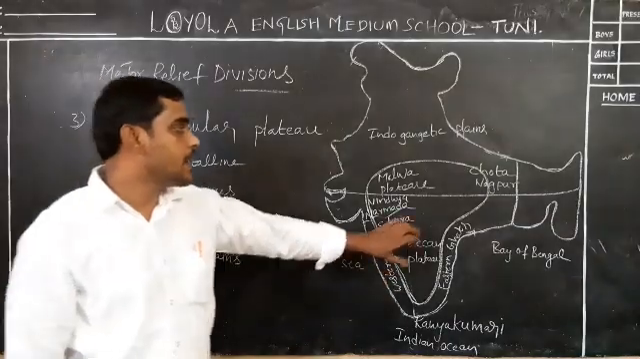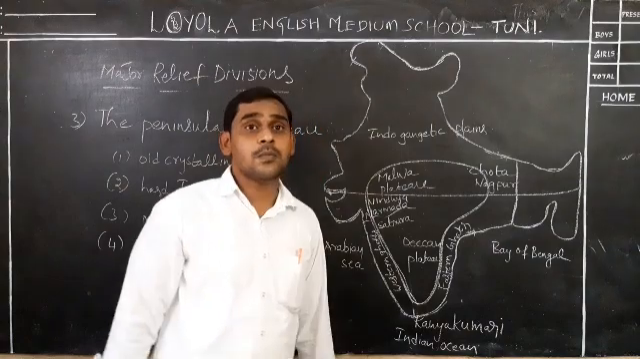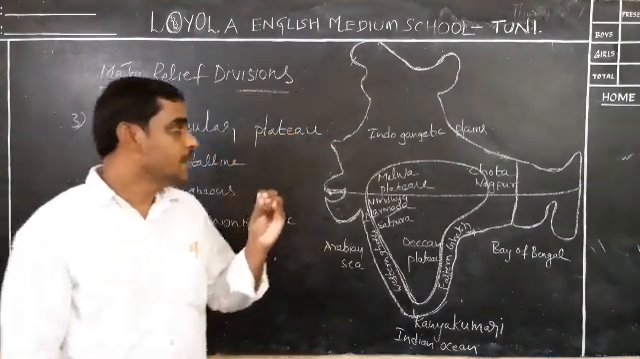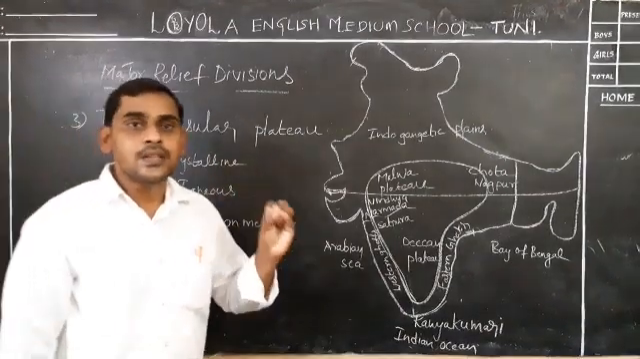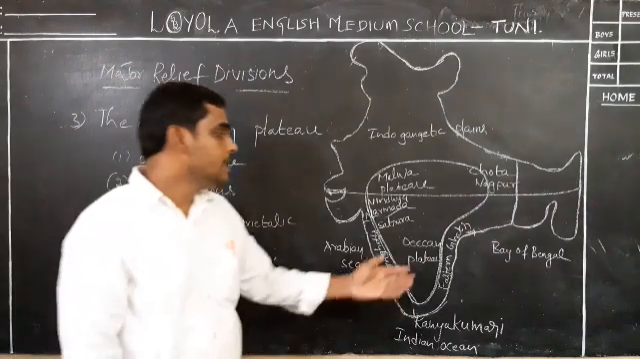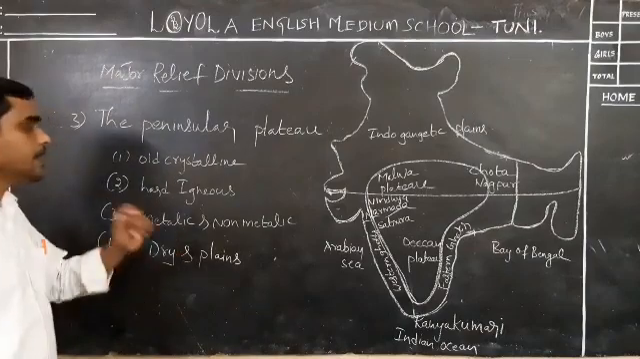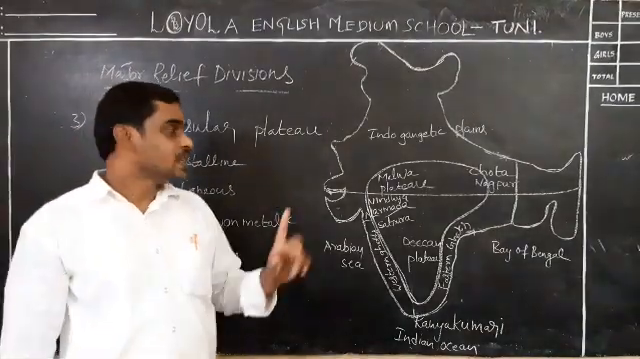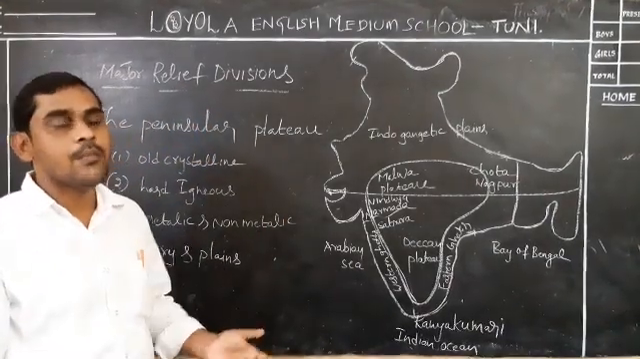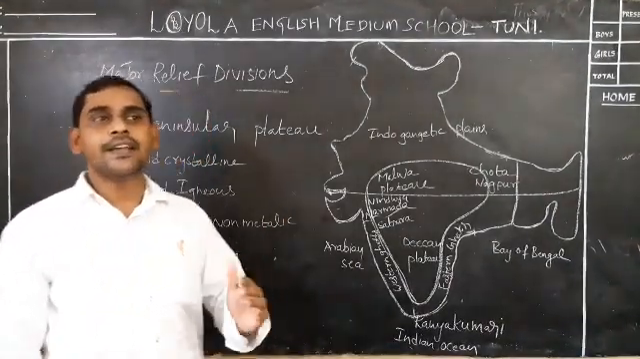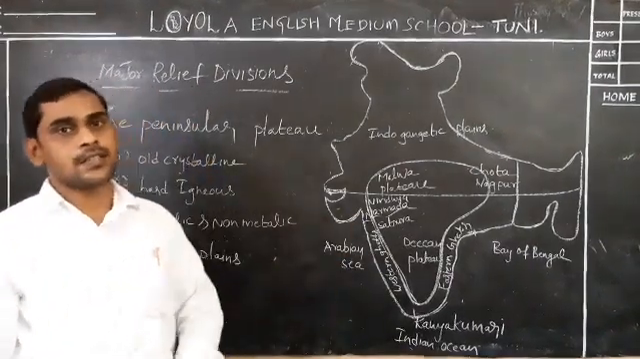Already I told you, this is the plateau region. The plateau region is famous for mineral resources. Mainly, metallic resources and non-metallic resources are available here. And the area is always covered with rocks. What are the rocks? Metamorphic rocks, hard igneous rocks, and old crystalline rocks.